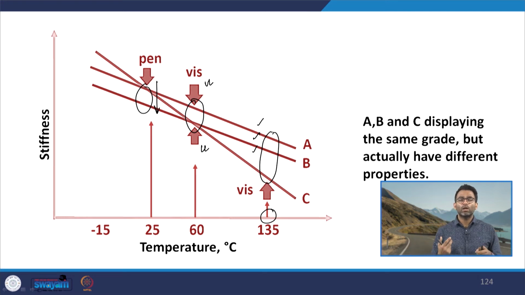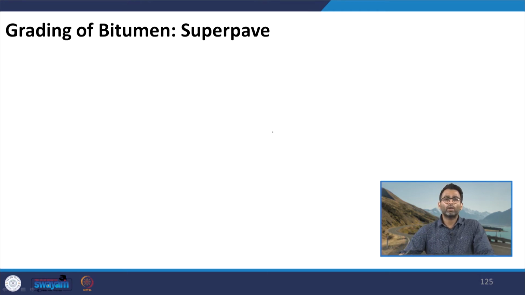However, you can see that the variation of stiffness with respect to temperature is very different for all the 3 binders, which means when these binders are exposed to actual field conditions at different locations, and these locations can have very different rates of change of temperature with time, this bitumen will behave completely differently, alright. So, this is again one of the reasons which required the development of a better specification system for bitumen.